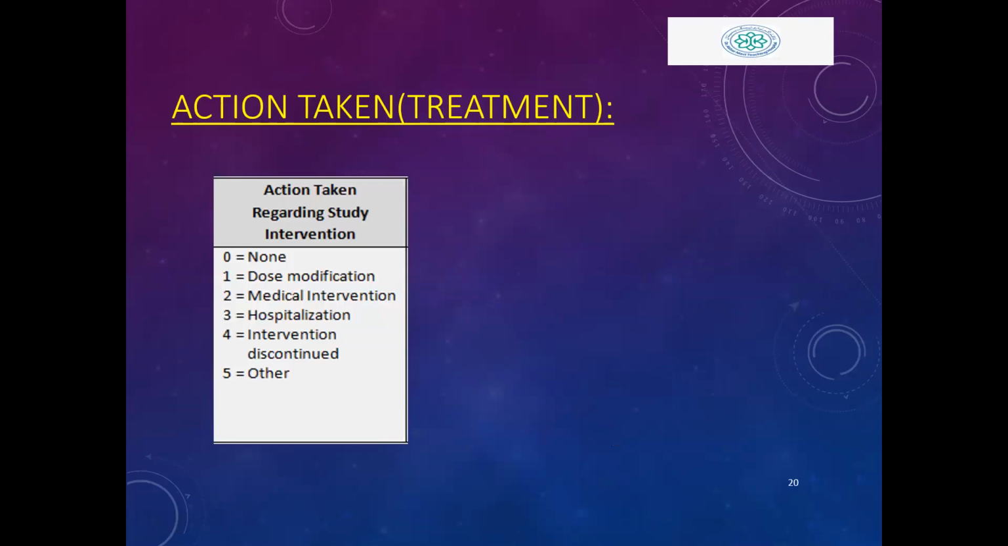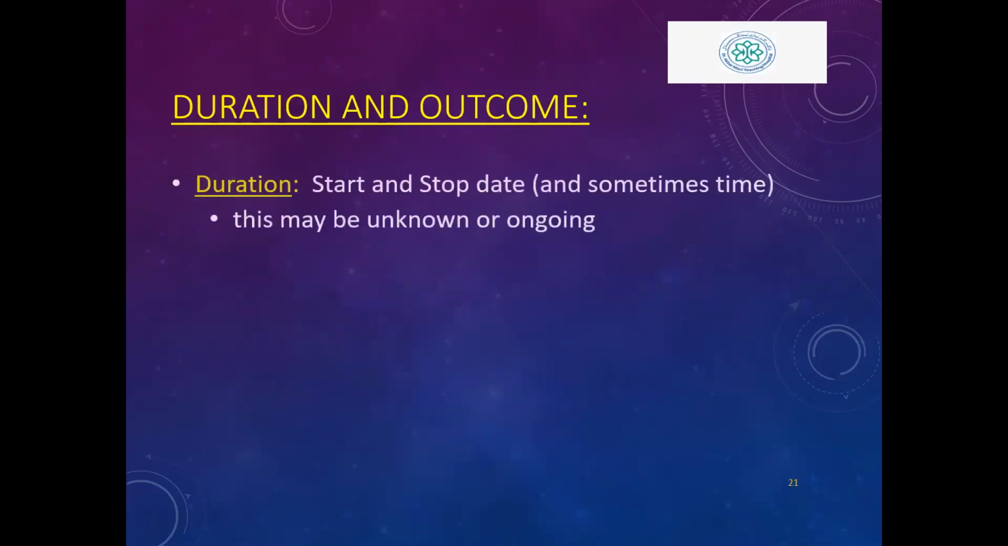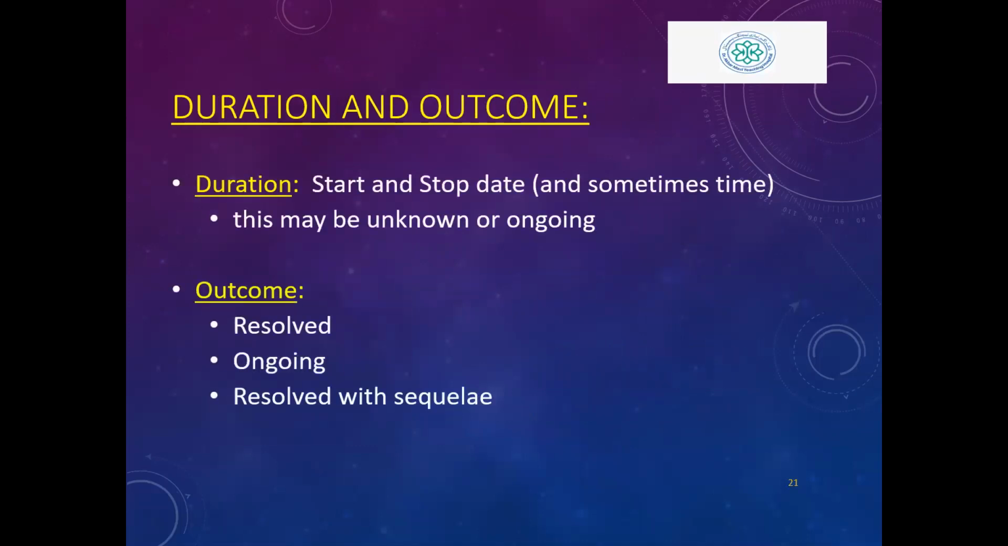So, action taken. Action taken or treatment may also be graded from 0 to 5: 0 shows no action taken, 1 dose modification, 2 medical intervention, 3 hospitalization needed, 4 intervention discontinued, and 5 other. For duration and outcome, we record the start and stop dates, and the outcome may be resolved, ongoing, or resolved with sequelae.